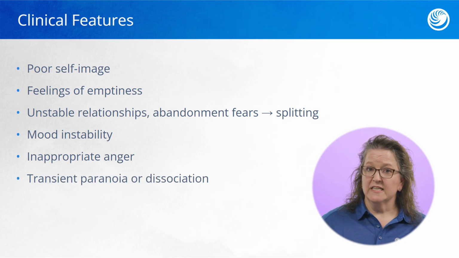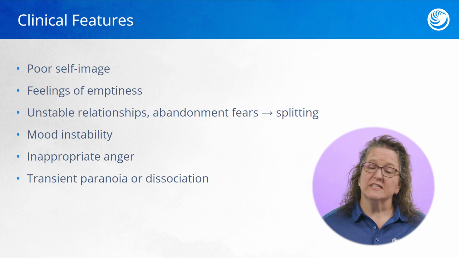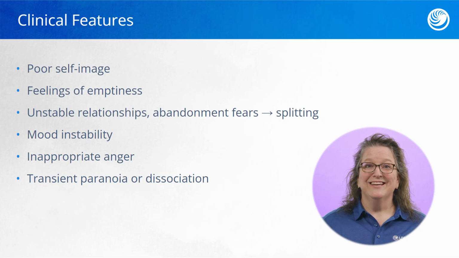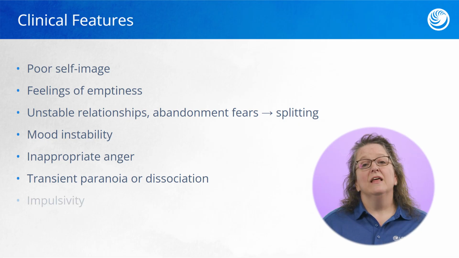They can have transient paranoia or distrust. They have intense feelings of distrust and believe that others are out to get them. An example could be that they believe their significant other is cheating on them or poisoning them, or they could feel like all of their friends hate them. They may also experience dissociation. This links back to that self-image distortion.